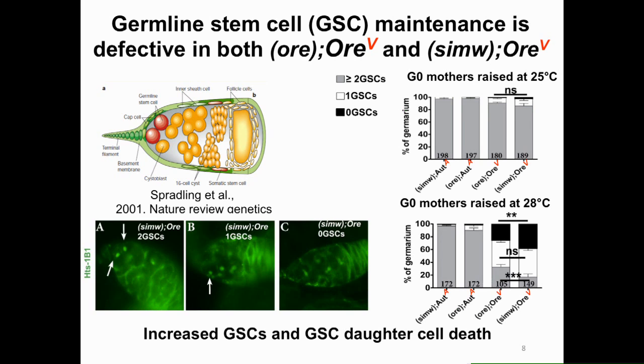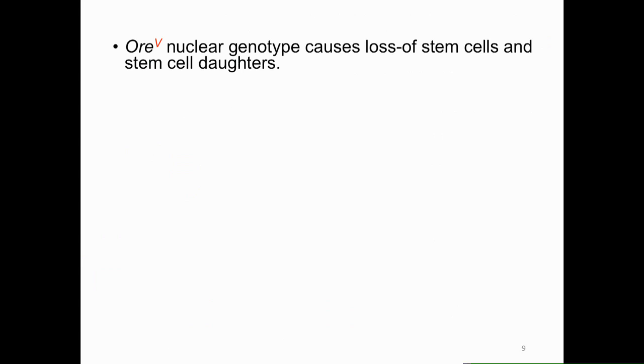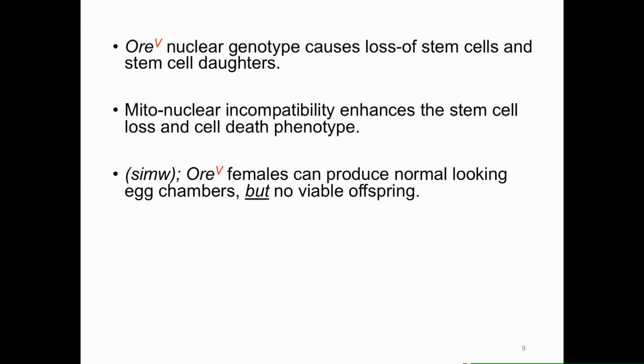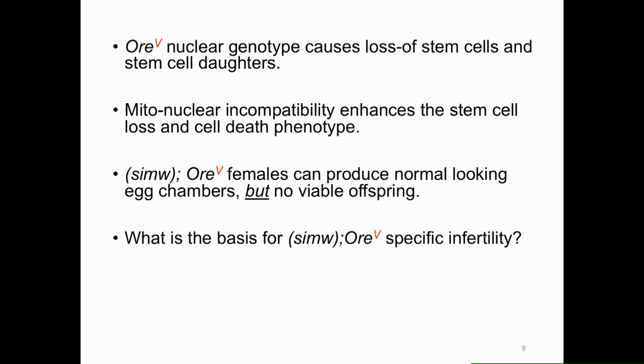with metabolic stress. To summarize this part, what I just told you was that both strains with an organelle nuclear background have loss of germline stem cells and stem cell daughters. And this phenotype was enhanced by the mito-nuclear incompatibility. However, our incompatible strain was still able to generate normal-looking egg chambers, although we were not able to get any viable offspring. Then our next question became, what is the real basis for this incompatible strain-specific infertility?